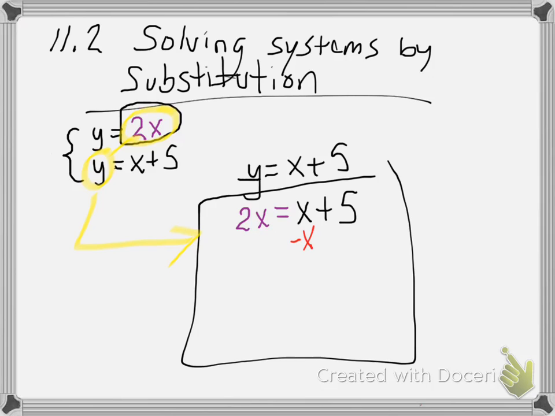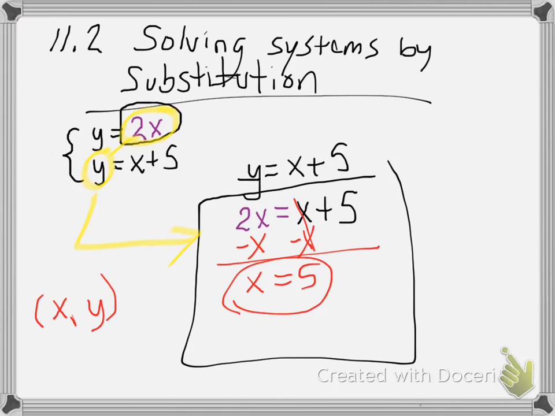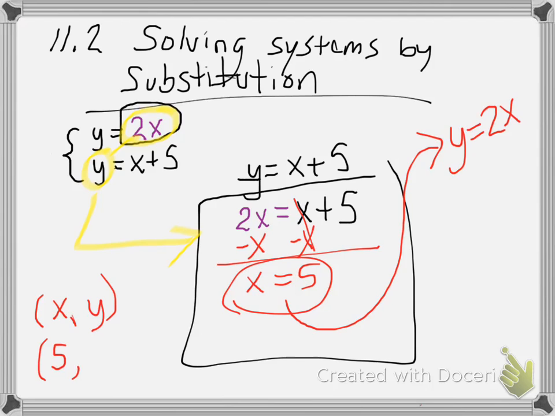I'm going to pull my x's over into one side, and I get x equals 5. Well, if x equals 5, I now know that on my xy coordinate they have to share a 5. But I need that y. So what I do with that is I substitute it into one of those equations. It doesn't matter which equation you use. I usually use the bottom one, but it doesn't really matter. I'm going to substitute it into the top one though.